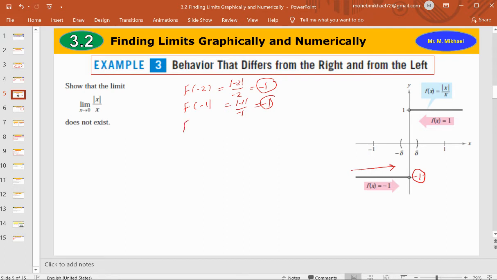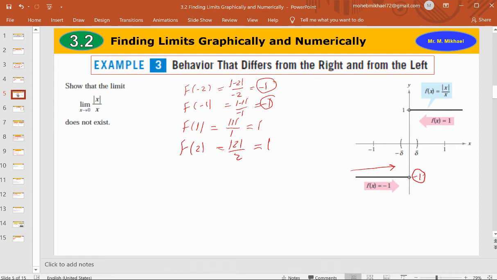So let's find, for example, f of 1. F of 1 is equal to the absolute value of 1 over 1, which simplifies to 1. F of 2 is equal to the absolute value of 2 over 2, which simplifies to 1 again. And when you substitute many positive values, you will see the value of the function is always equal to 1, and we represent this like this.